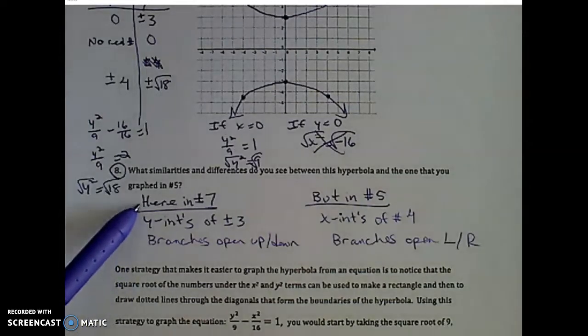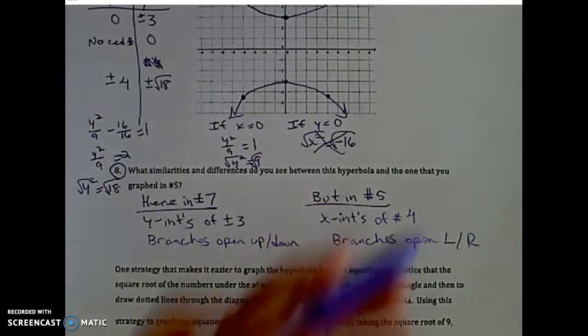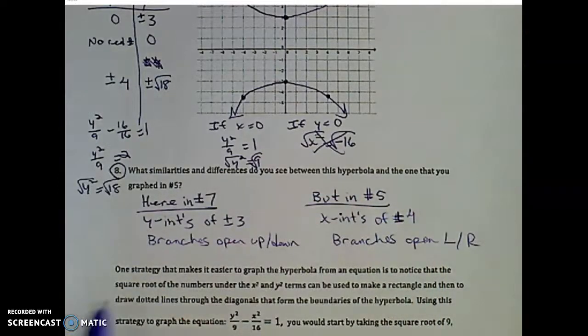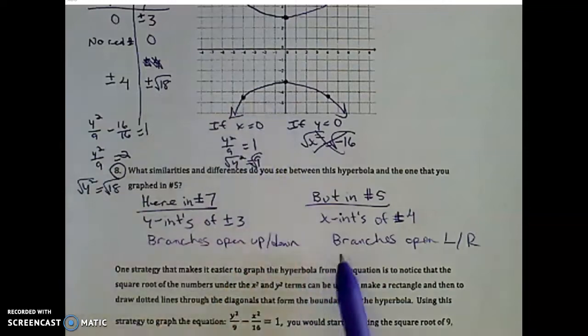I thought for this one, number 7, the y-intercepts are plus or minus 3, but if you turn back a page in number 5, the x-intercepts were positive and negative 4. Here the branches open up-down when that y squared is out front, but in number 5 the branches open left-right when that x squared is out in front.